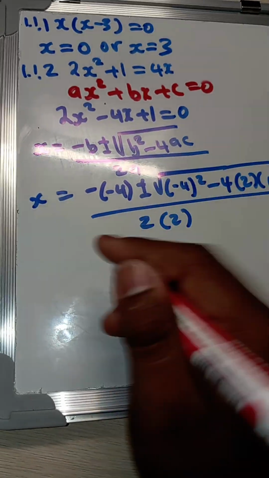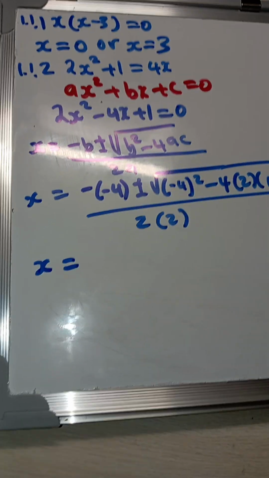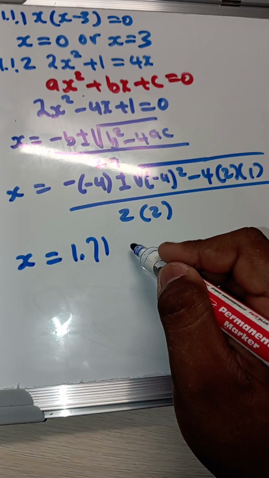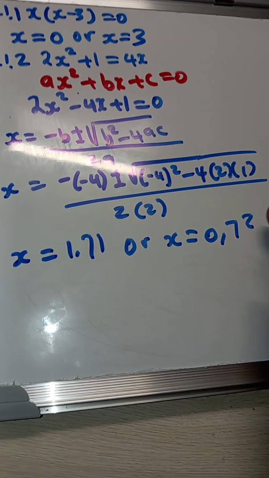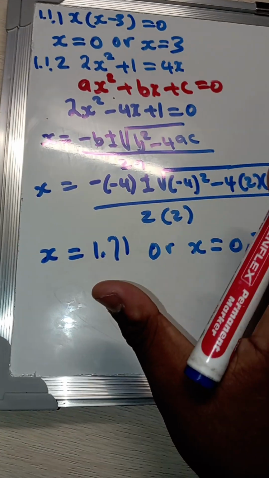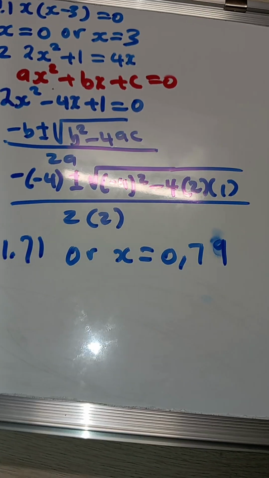Okay, so after doing all that, the answer that you'll get, x is equal to, let's check now, x is equal to what? 1.71 or x is equal to 0.79. Then that's that. Okay, that is the most important thing that you have to know. The answering technique is very important.